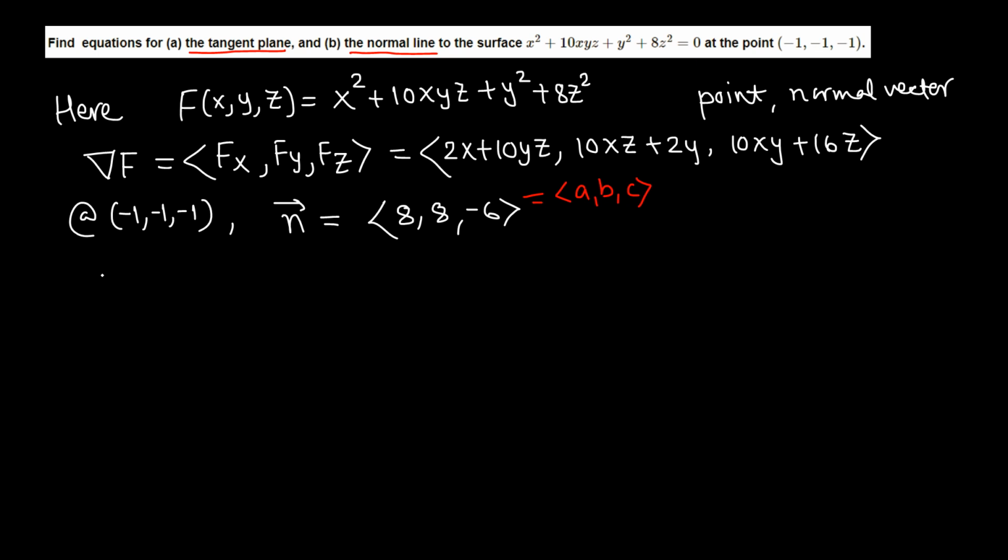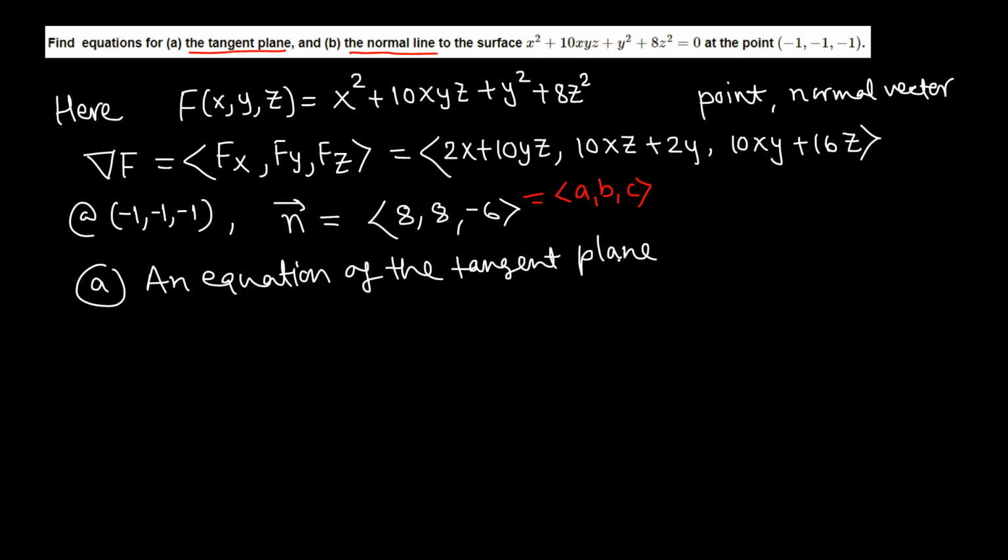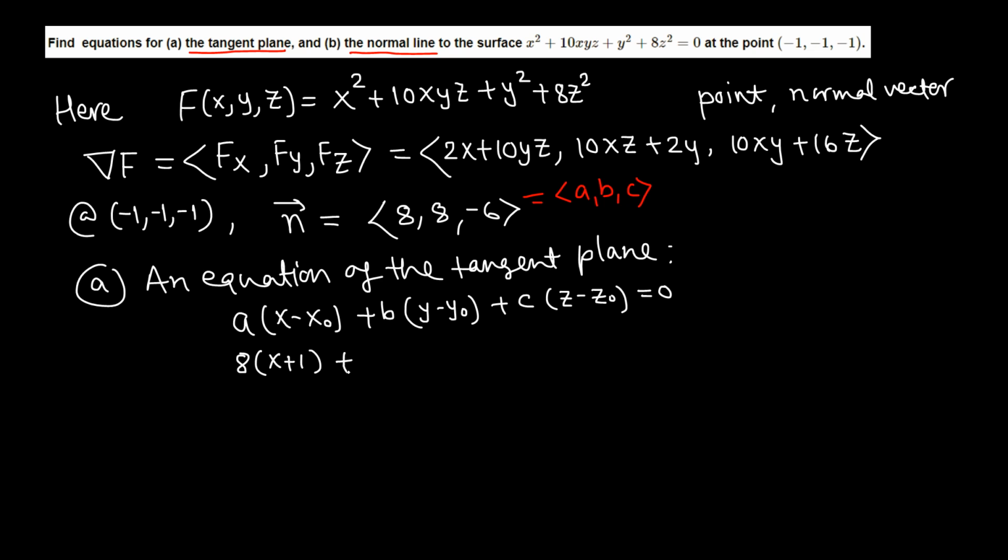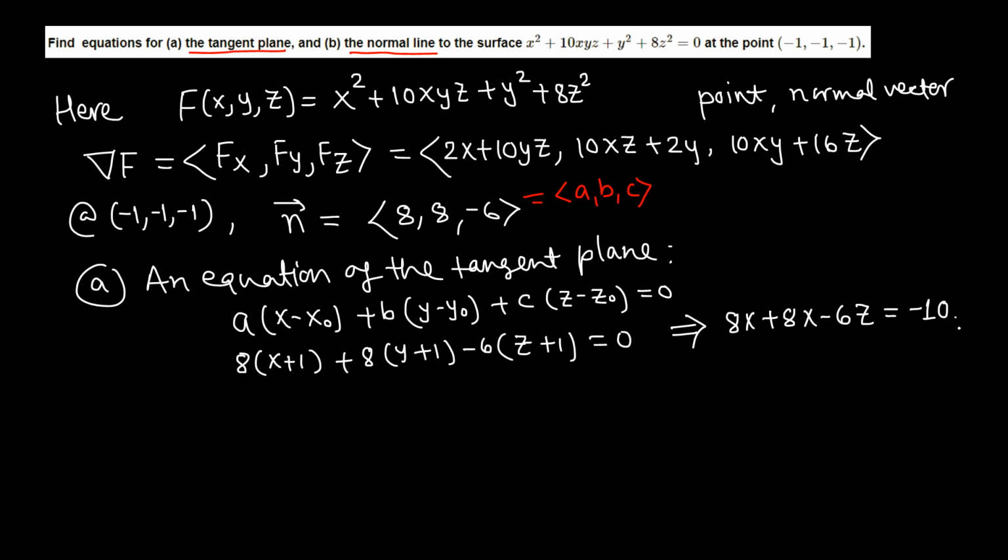And we do have a point, so we can write an equation of the tangent plane to the surface: a(x minus x naught) plus b(y minus y naught) plus c(z minus z naught) equals 0. In fact, for a we have 8(x minus -1) plus 8(y plus 1) minus 6(z plus 1) equals 0. If we simplify, we're going to get 8x plus 8y minus 6z equals 8 plus 8, 16, minus 6, 10. Move that over, -10. We can divide by 2, but this is it.